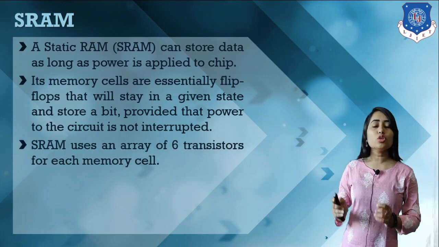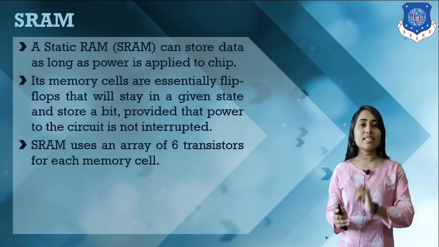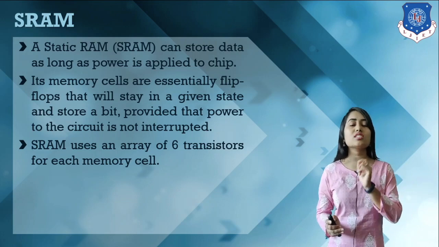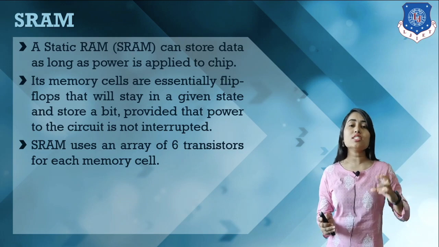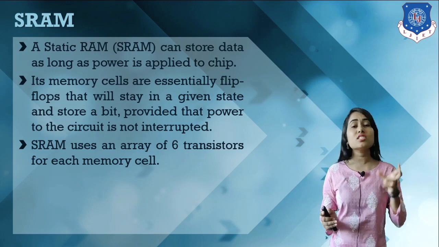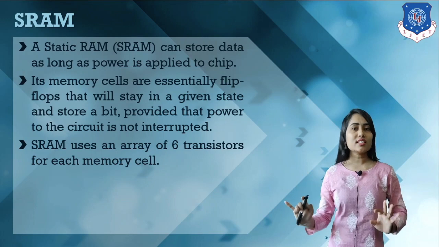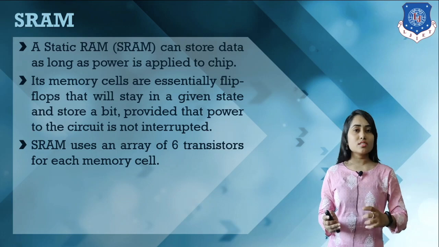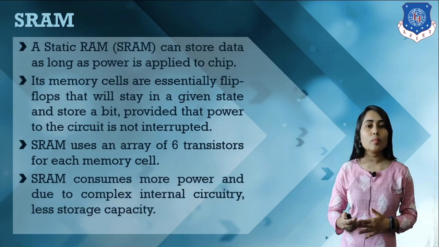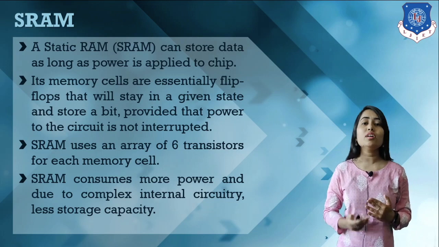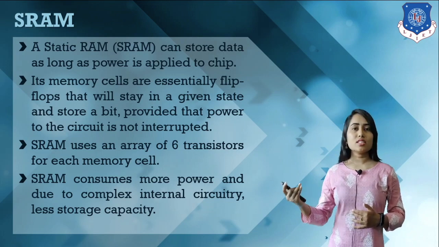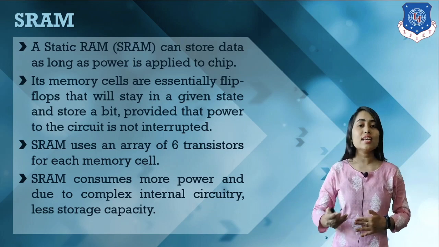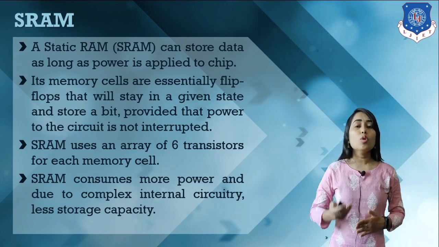This SRAM uses 6 transistors in each memory cell. Each memory cell of this SRAM is designed using 6 transistors, since each cell has a flip-flop, and the flip-flop typically contains 6 transistors. This SRAM consumes more power, and here we have a complex circuitry. That's why its storage capability is low. So it has less storage capability and more power consumption.